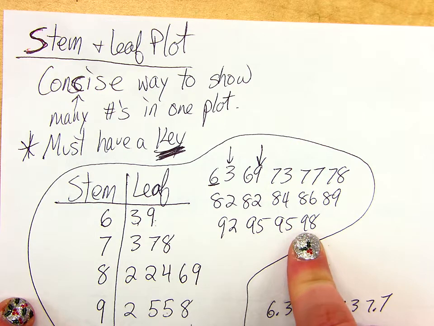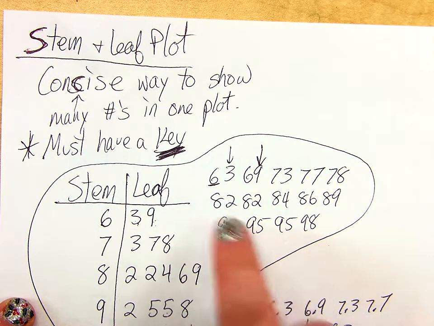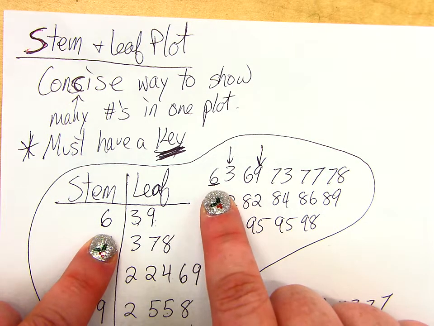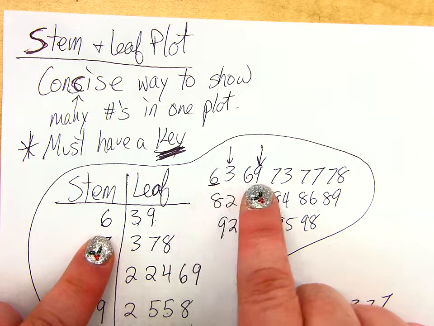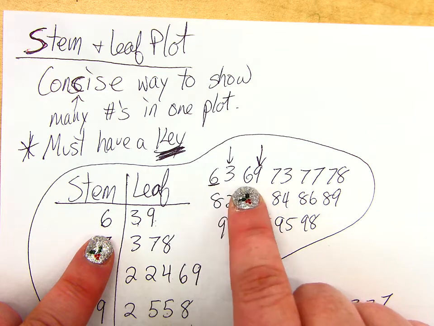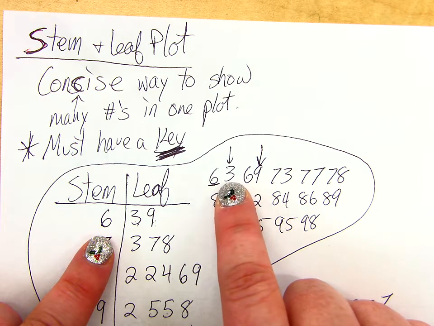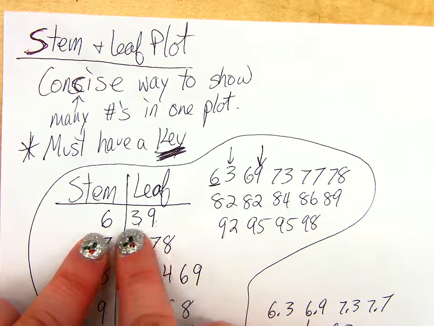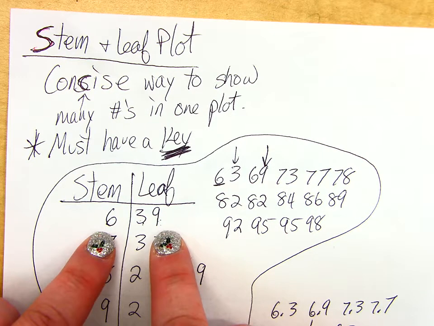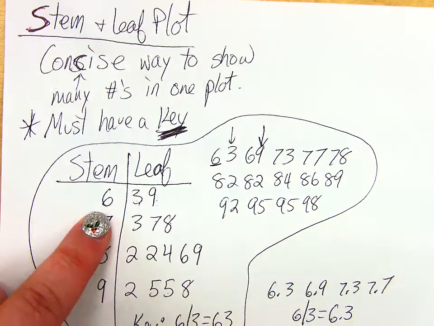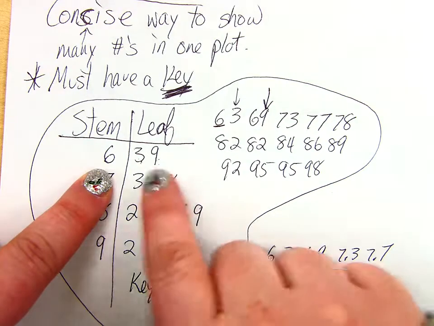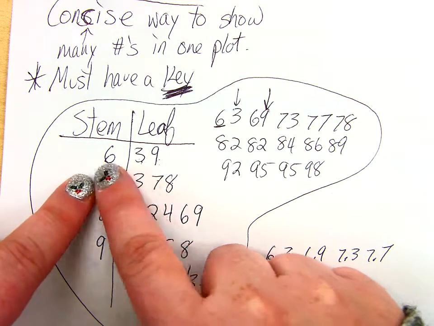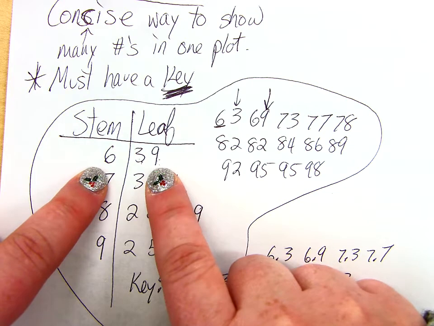Basically, your leaf can only be 1 digit long. So for these numbers, we decided to have 6 as our stem. And then the leaf, see for both of these numbers, they both have the same stem of 6. So then one leaf would be 3 and the other would be 9. So when you see it in the stem and leaf plot like this, you need to know, according to the key, that when you see it written like that, that means 63 and that means 69.